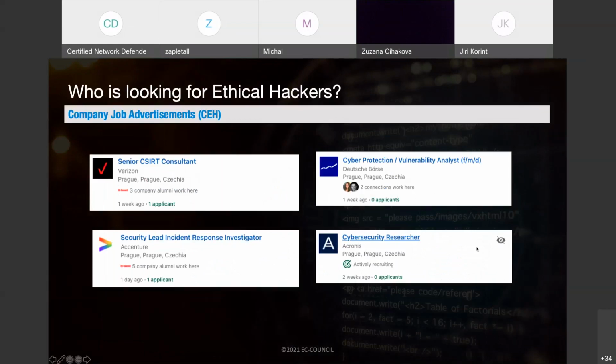So who's currently looking for ethical hackers in the Czech Republic? I just pulled these from LinkedIn this morning. I'm sure a number of you will recognize those: Verizon, Accenture, Deutsche Börse, Acronis. A number of organizations are looking for ethical hackers. So the certifications are in high demand, and we try to ensure that individuals entering the workplace have the knowledge, skills, and abilities they need to hit the ground running in the roles they are looking to take on.